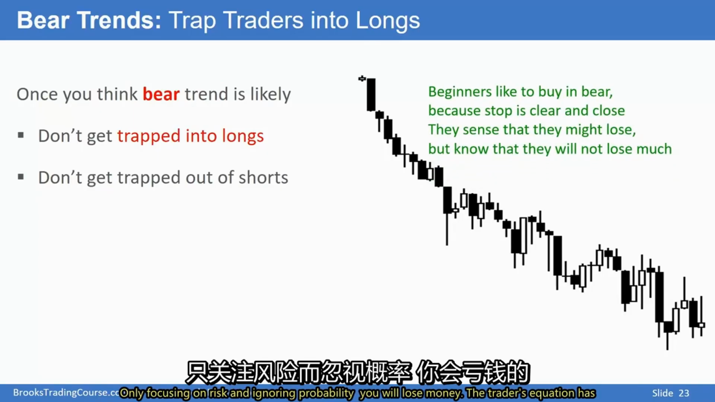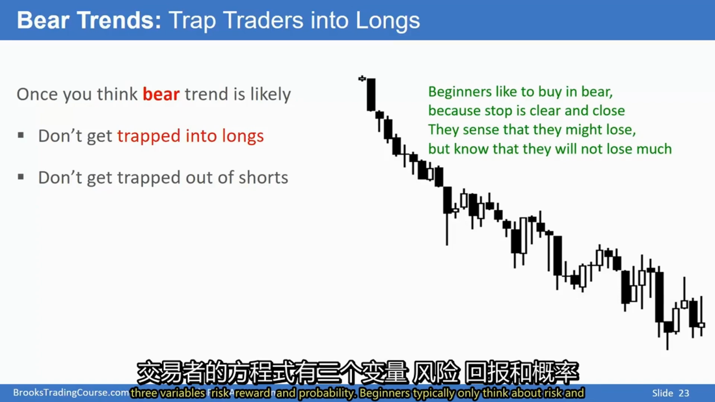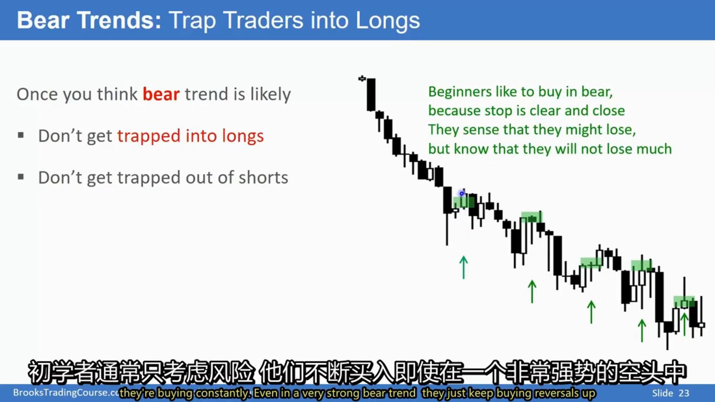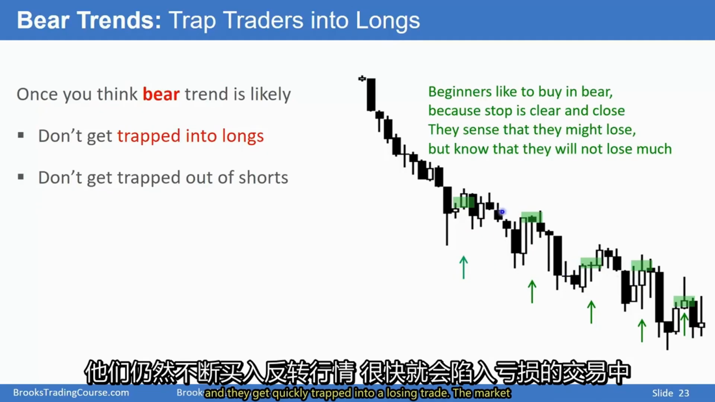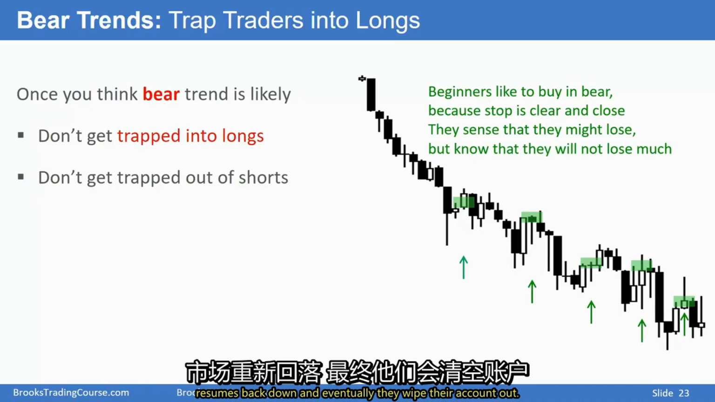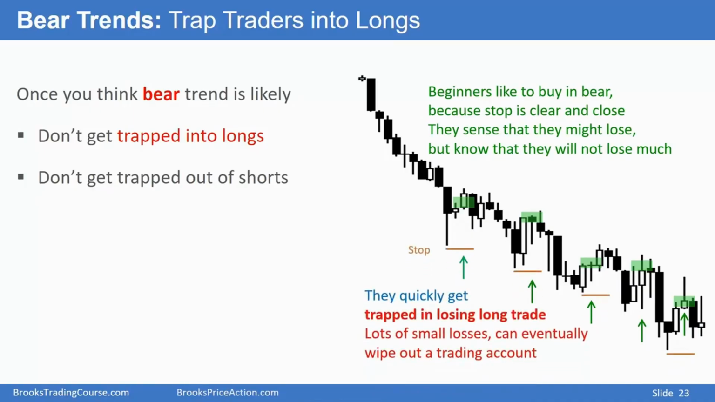Only focusing on risk and ignoring probability, you will lose money. The trader's equation has three variables: risk, reward, and probability. Beginners typically only think about risk, and they're buying constantly, even in a very strong bear trend. They just keep buying reversals up and they get quickly trapped into a losing trade. The market resumes back down and eventually they wipe their account out.